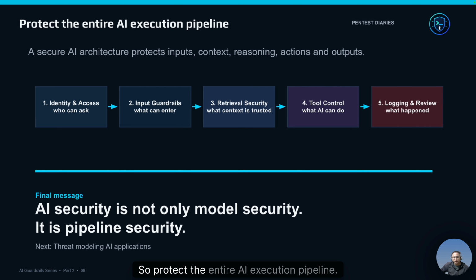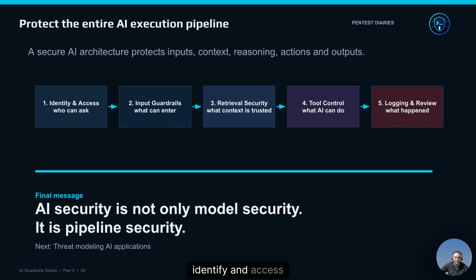So protect the entire AI execution pipeline. The final slide identifies the five major areas, which we call the control areas: identity and access, input guardrails, retrieval security, tool controls, and logging and review. Concluding that AI security is pipeline security. We need to protect the complete execution pipeline, and there are several layers to think about.